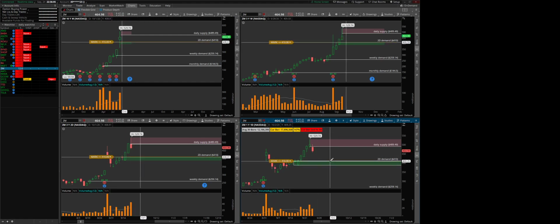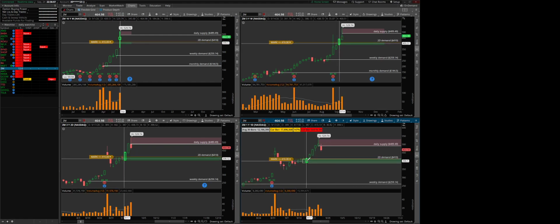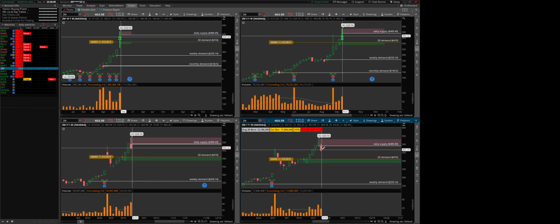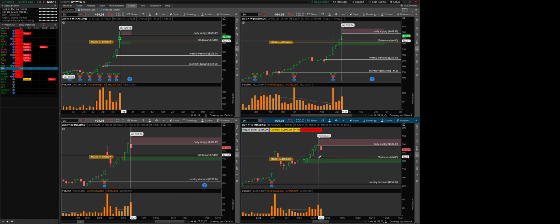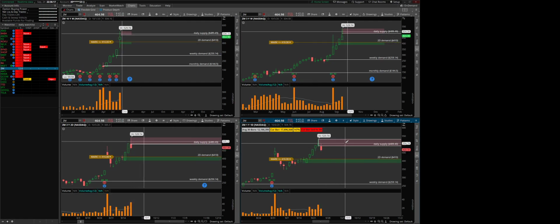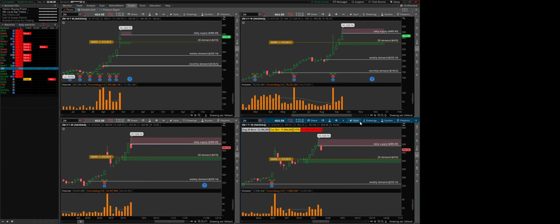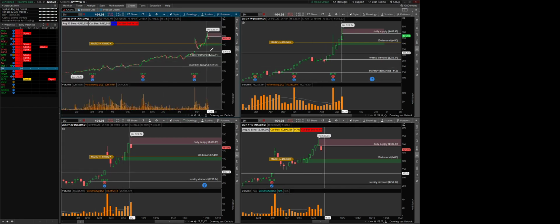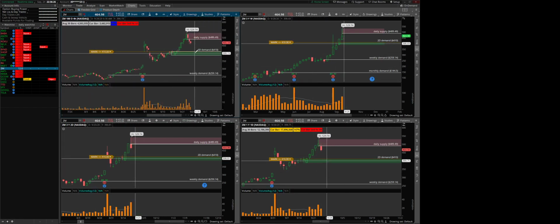So essentially, I can just leave it at this. But if I want to play it on a lower time frame, if I don't want to wait until this two demand hits or this daily supply hits, I can probably drill down to lower time frames to find something to play it off of, probably to the upside.